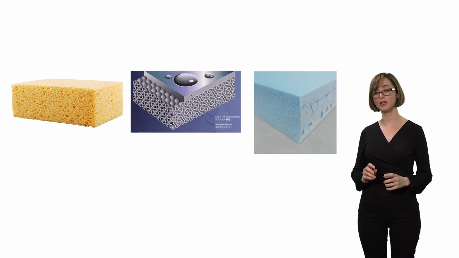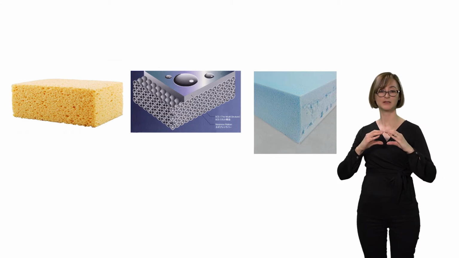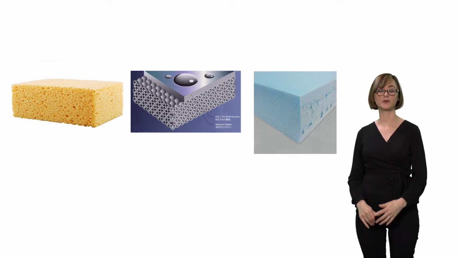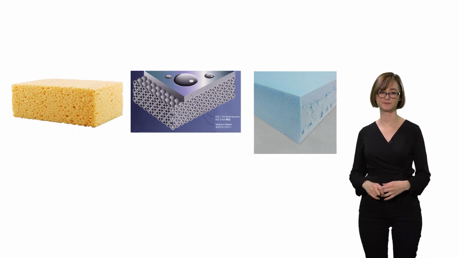Because each cell is a closed bubble, when the foam is squished, the bubble deforms, but it can't flatten. That allows closed cell foams to resist being flattened completely. Some closed cell foams are more elastic than others. In neoprene, it's very hard to burst those bubbles.